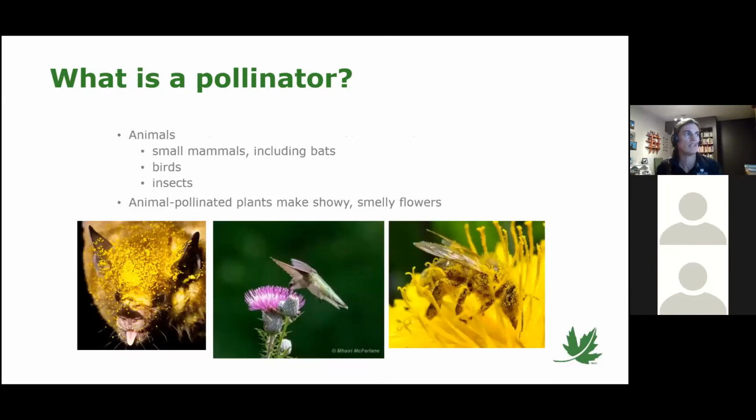So what is a pollinator? All sorts of animals all around the world are involved with moving pollen around. That includes things like small mammals, including bats. Some birds are important pollinators in different parts of the world, but probably the most famous group of animals that we think of as pollinators are, of course, insects. And the key thing about animal pollinators, whether it's a bird or an insect or a mammal, is that they need to be attracted to plants. So those kind of plants tend to produce big, showy, smelly flowers.